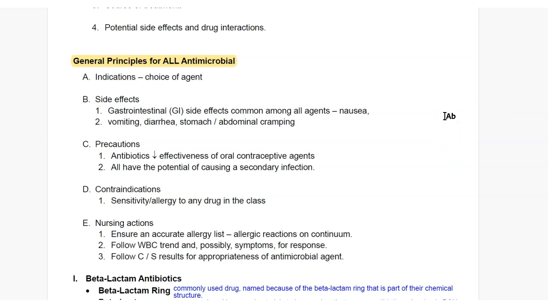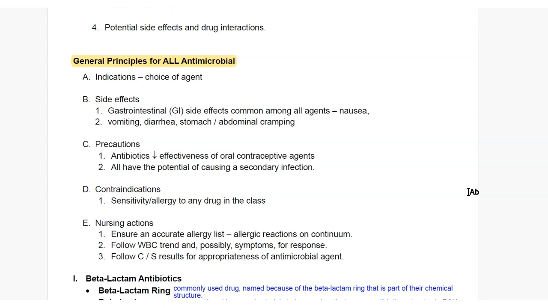Now, precautions. Antibiotics can decrease the effectiveness of oral contraceptives in general. So this is especially important to tell our patients who are taking contraceptive agents. And then all have the potential of causing a secondary infection. Meaning, right, when the patients are on it, they may develop a different type of infection afterwards. The most common one after antibiotic therapy is that the patient may develop a yeast infection.